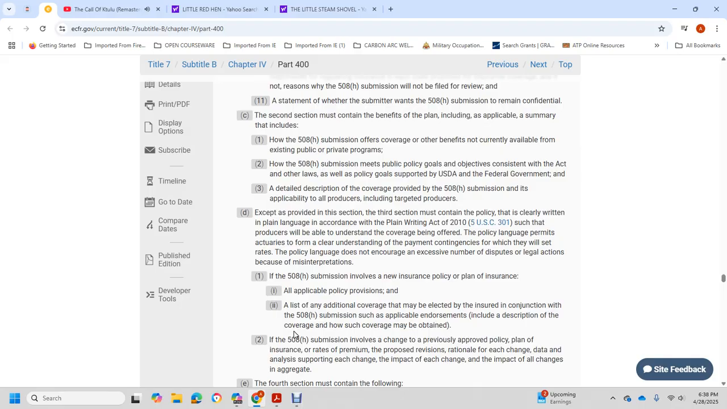language. Under the Plain Writing Act of 2010, for the service of the producer, with the understanding that the coverage will be offered with the policy language and actuarials to form a clear understanding of the payment of contingencies in which the policy language will set the rate, and does not encourage legal action to be covered with misinterpretations.